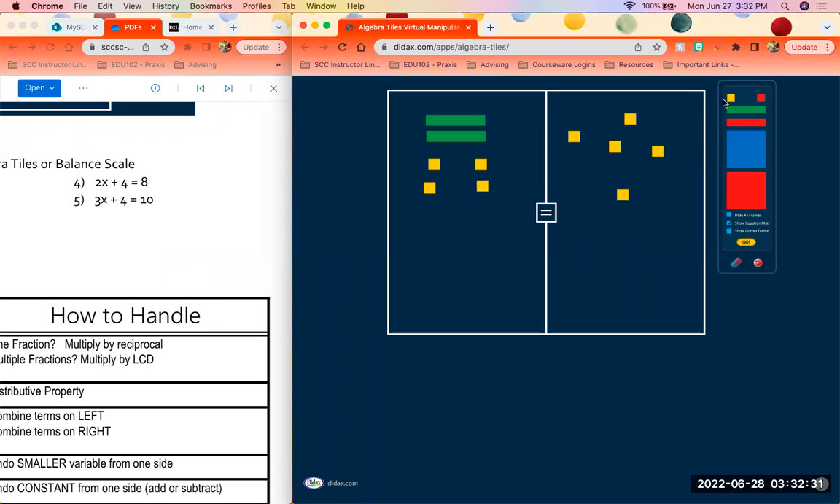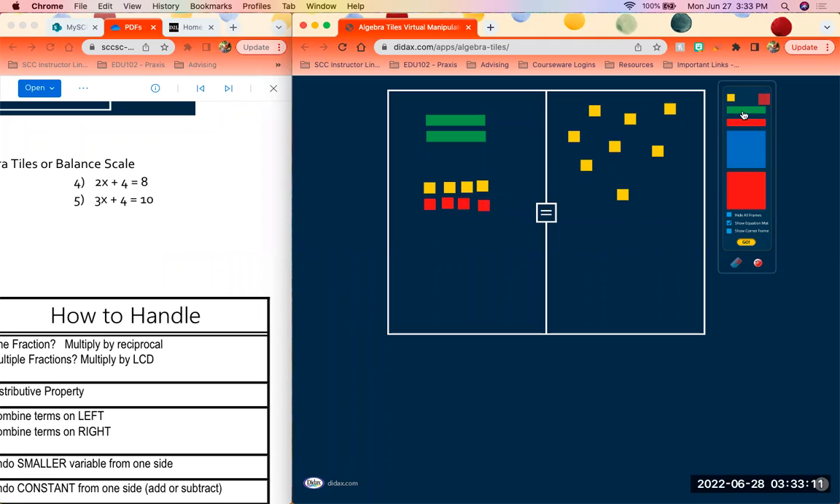And so then what your students do, the first thing is just modeling the equation. So I've got it set up to be 2x plus 4 equals 8 on the right. Now from here, we have to do something with the 1s first, and then we'll do something with the x's. So the first thing I want to do with these 1s is I need to get rid of the 1s on the left. Well, if I put 4 red 1s on the left, then that will cancel out with the 4 yellow 1s I started with.